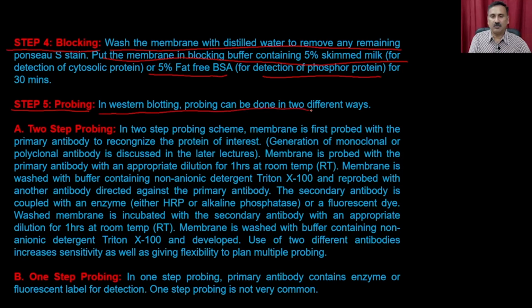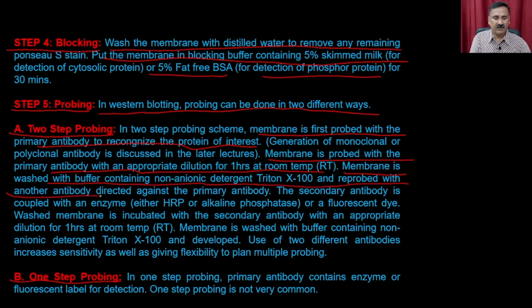In Western blotting, probing can be done in 2 ways, right? Either you do a 2-step probing or a 1-step probing. In the 2-step probing, the membrane is first probed with the primary antibody to recognize the protein of interest, with the appropriate dilution for 1 hour. The membrane is washed with buffer containing the non-ionic detergent Triton X-100 and reprobed with another antibody directed against the primary antibody. The secondary antibody is coupled with an enzyme or a fluorescent dye.